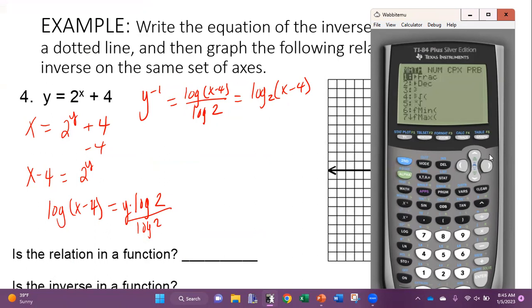For me, I have to go to math. I'm going to go to number. Oh, not number, math. And I'm going to scroll down to log base because that's how I get it. And it's log base 2 of x minus 4.